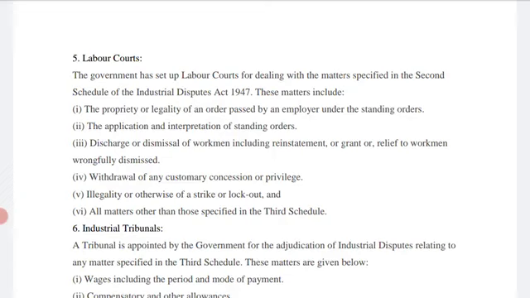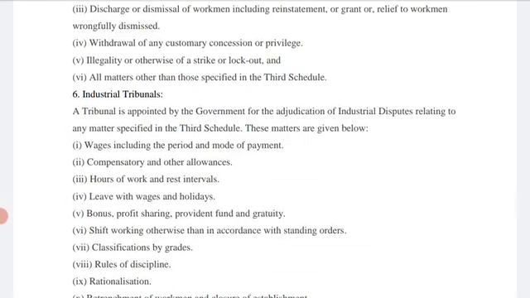See, if there is an order passed by an employer under the standing orders, then the application and interpretation of standing orders, means related to standing orders if something is done, discharge or dismissal of workmen including reinstatement or grant of relief to workmen wrongfully dismissed, then withdrawal of any customary concession or privilege, if any concession is withdrawn, then illegality or otherwise of a strike or lockout, if strike or lockout is there, all matters other than those specified in the 3rd schedule. Whatever is different from what is mentioned in the 3rd schedule is resolved in the labor court.